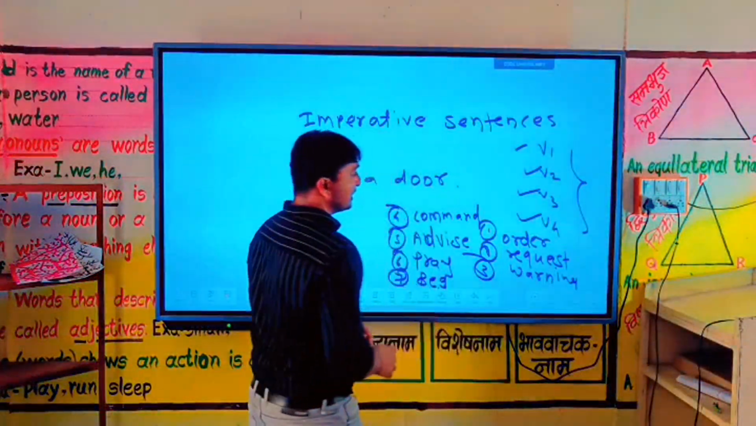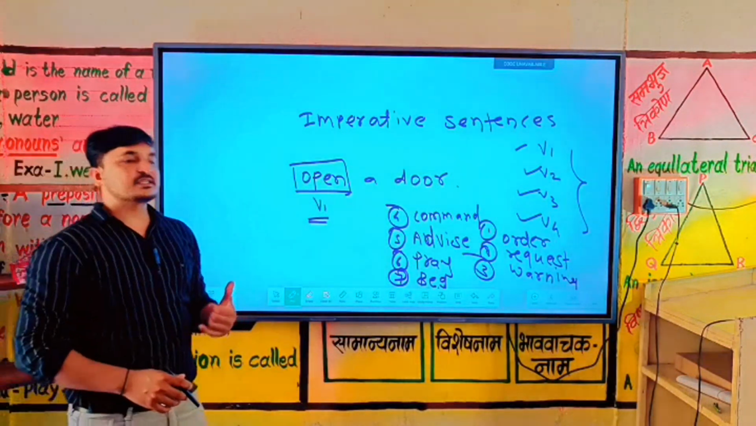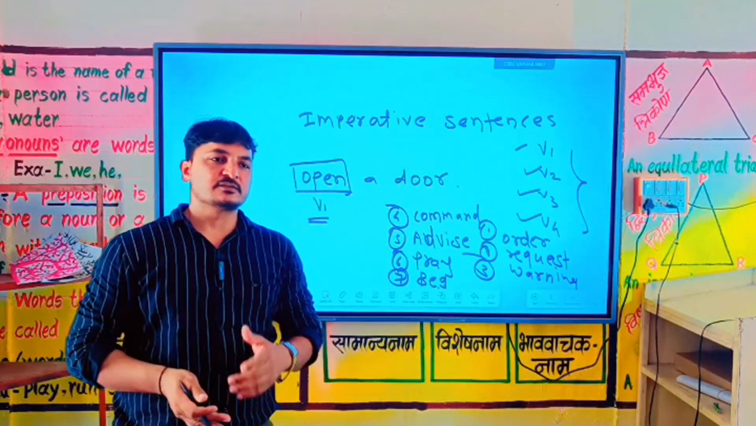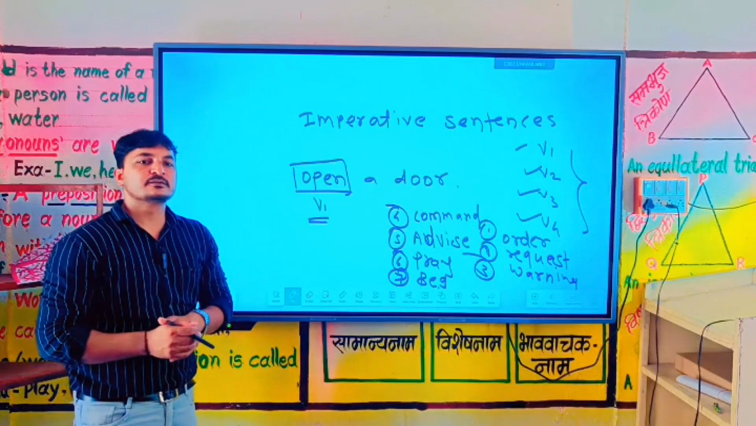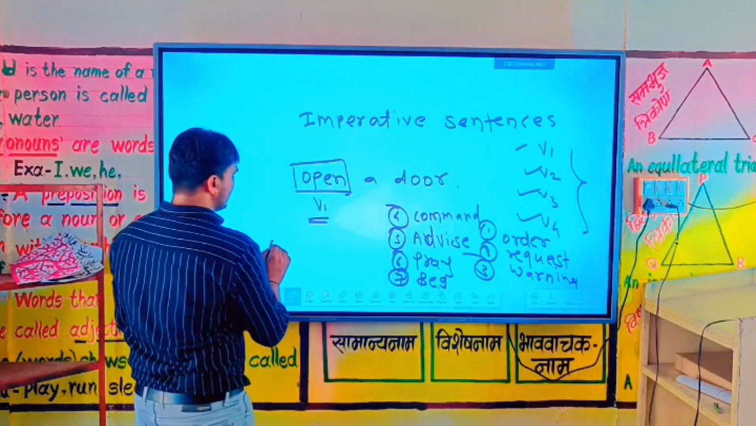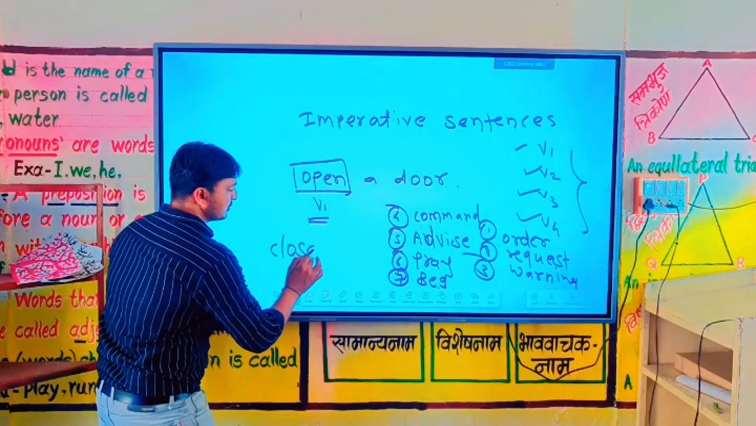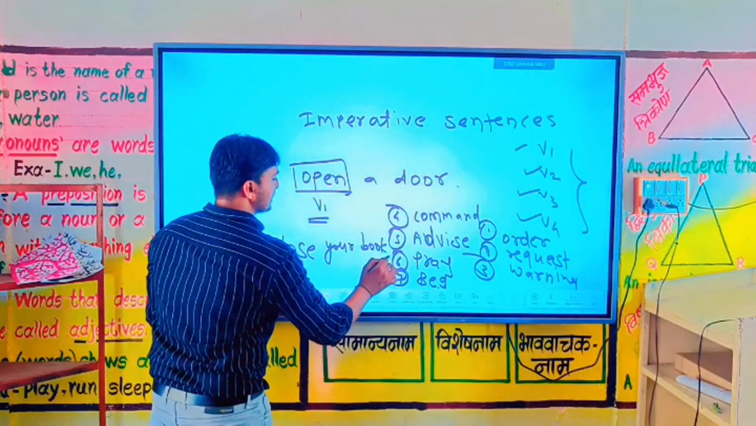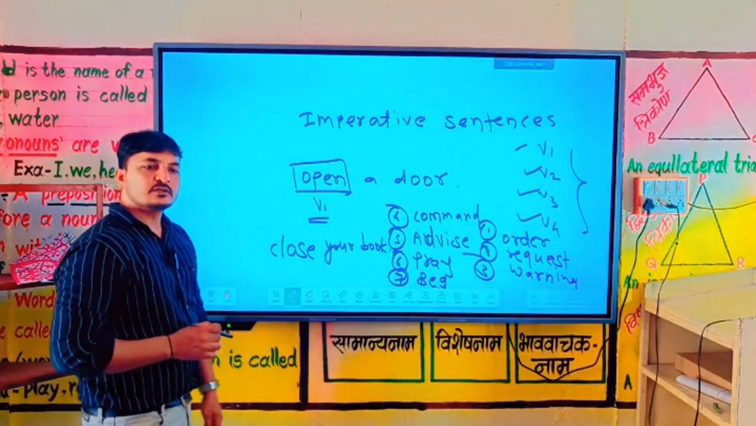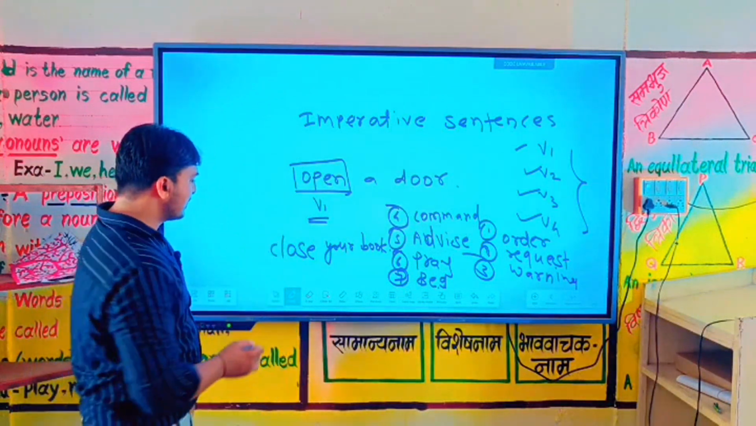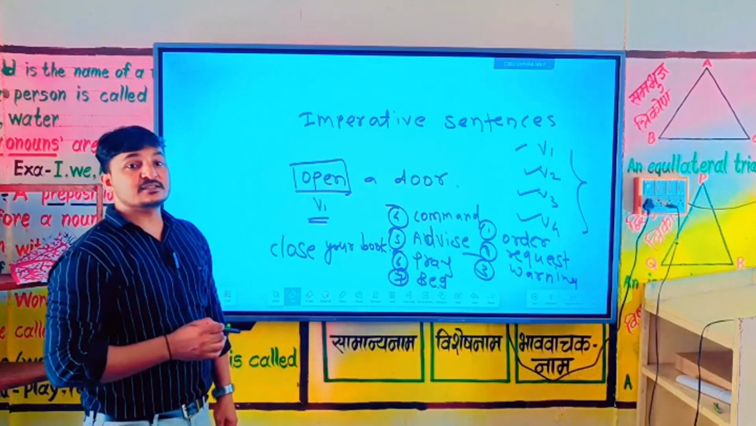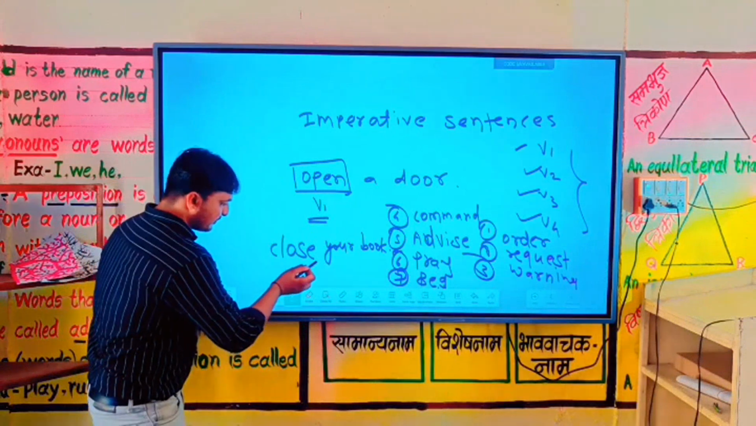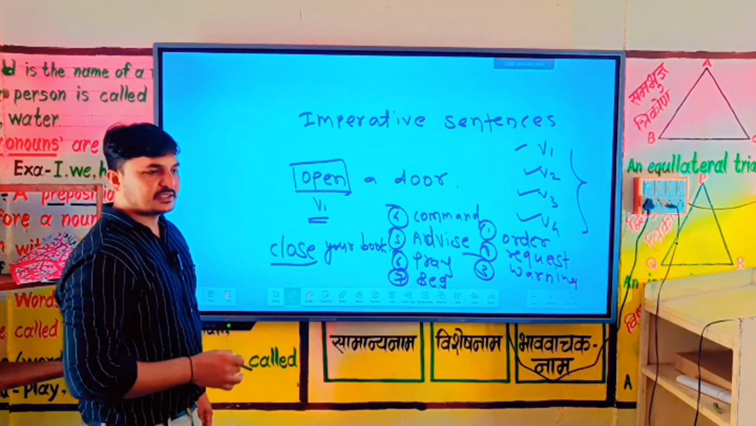Now who can tell me one example of the imperative sentence? Come on, who will tell another example of an imperative sentence? Yes, close your book. Correct, good girl, close your book. Okay, this is one example. Understood? So why is this sentence an imperative sentence? Because the sentence starts with the V1, that is the best.